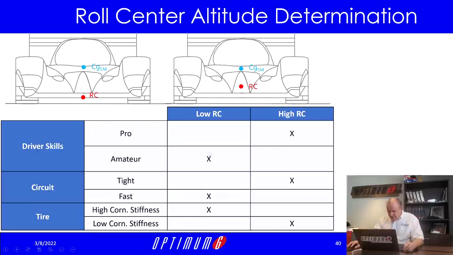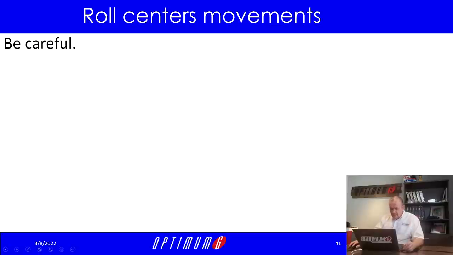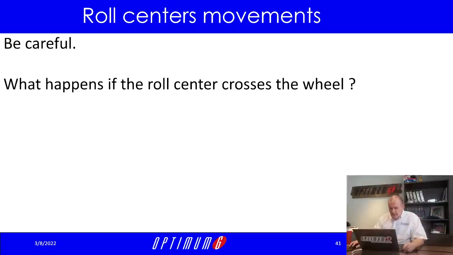High cornering stiffness, low roll center; low cornering stiffness, high roll center. Okay. And the last thing I need to explain: you have to be very careful that the roll center doesn't cross the wheel, because if the roll center is there, the roll axis is there, the car will be jacking. At the moment the roll center crosses the wheel, you are inverting the outside dampers, which were in compression, and now they are in rebound.